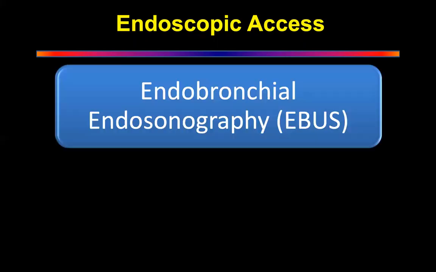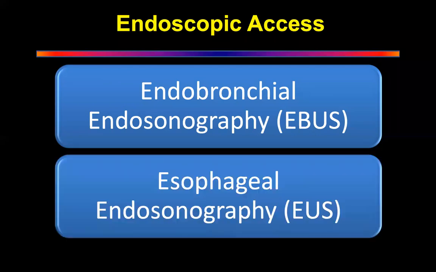Let's talk about the endoscopic approaches. So we have two approaches. One is the EBUS, and EBUS stands for endobronchial endosonography or endobronchial ultrasound. So the correct word is actually endobronchial endosonography. And the other one is esophageal ultrasound, which is esophageal endosonography, EBUS and EUS.